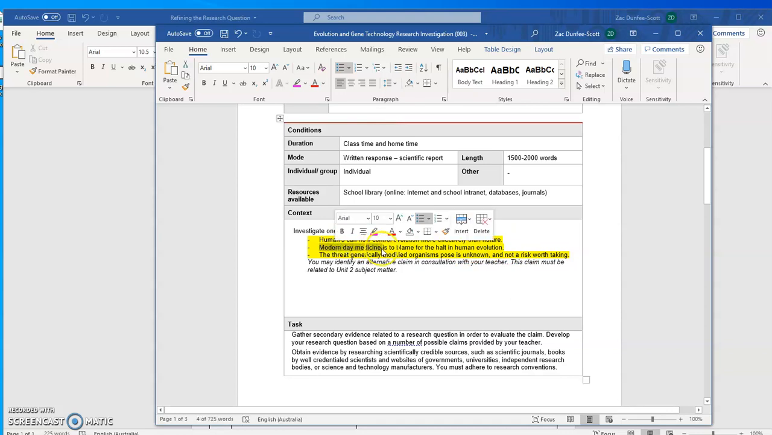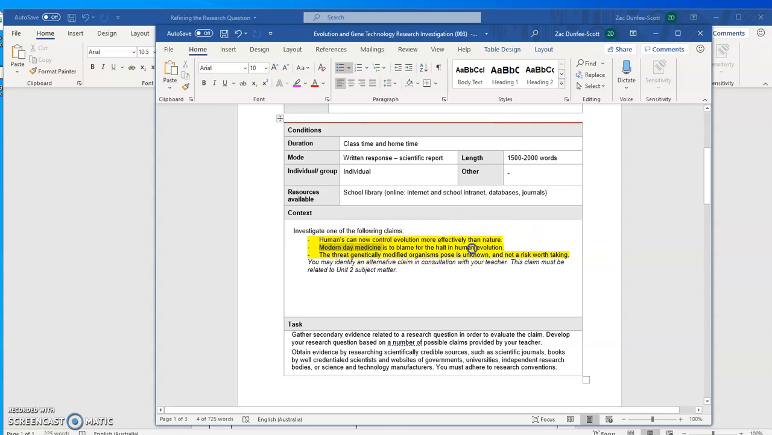What modern day medicine? What type of medicine? Are we talking about vaccines? Are we talking about over-the-counter drugs? Are we talking about our ability to wipe out these large diseases that used to affect us way back in the day? What type of medicine are we talking about?